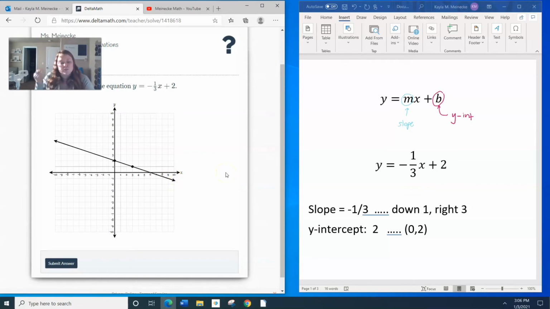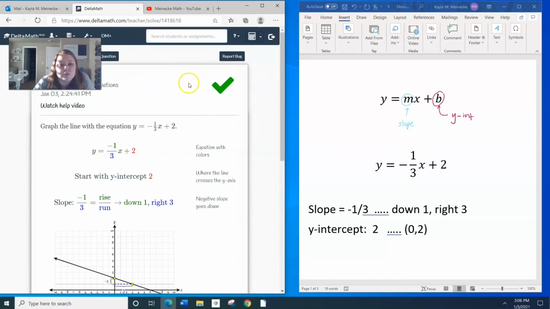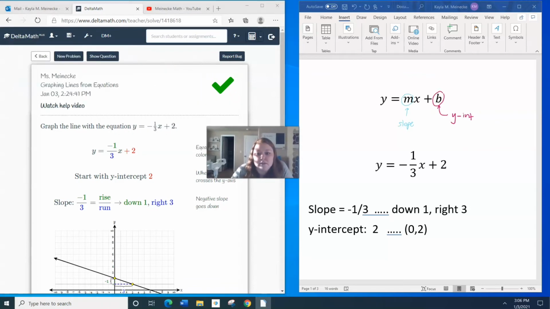You just need 2 points on there. So our intercept's at +2, and the slope tells you how to move: down 1, right 3. Then we hit submit. Yes, check mark. Cool.